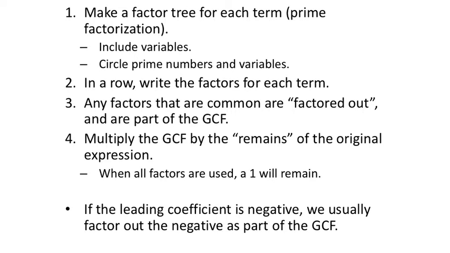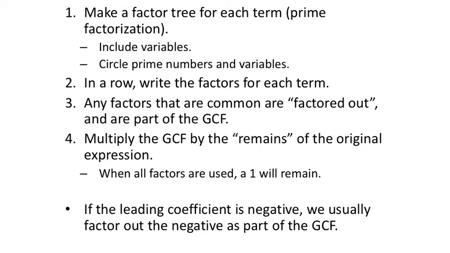Any factors that are common are factored out because they are part of the greatest common factor, that's GCF. Multiply the greatest common factor by the remains of the original expression. When all factors are used, a 1 will remain. This is talking about the terms that were already there. If you factor everything out of a term, put a phantom 1. Well, it would be a phantom 1 there anyways, but we're going to have to show that to hold the spot for that term.